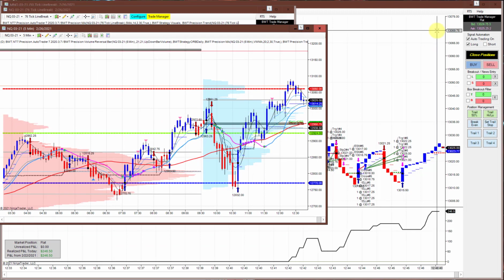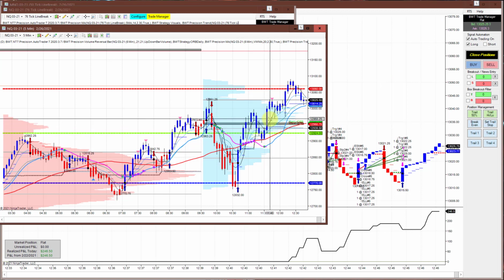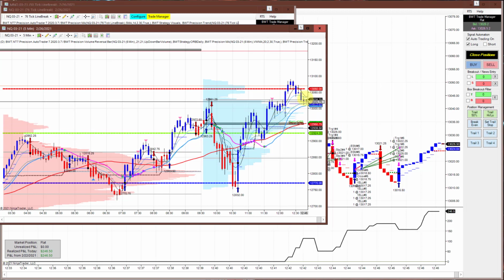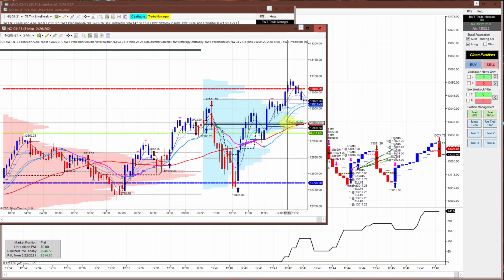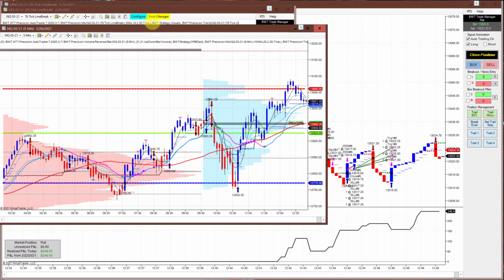Okay, I turned it on longs only because it looks like it's going to make a higher low here, and I think the market wants to go higher. So that's why I turned it on longs only. So let's see if that plays out.